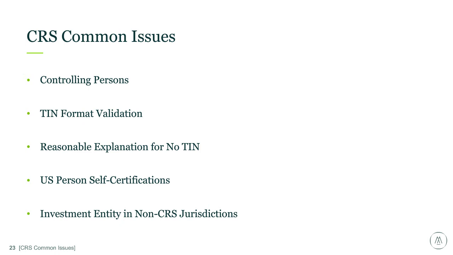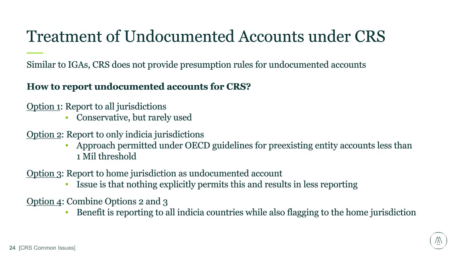And then the next issue we run into a lot is, all right, how do I treat all of my undocumented accounts? In a perfect world, every account holder would give you a self-certification. We're not in a perfect world. It's hard enough just to get IRS Forms W-9 and W-8, and now you add in the self-cert, it can get really cumbersome and account holders get frustrated. So there are generally four options that you can operate under, because there are no actual presumption rules in the regulations for undocumented accounts.